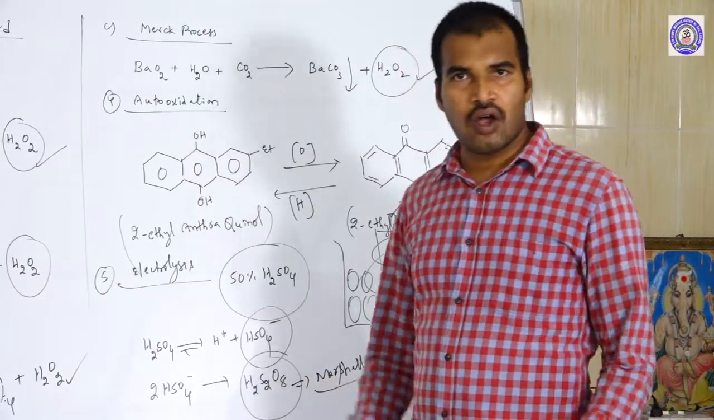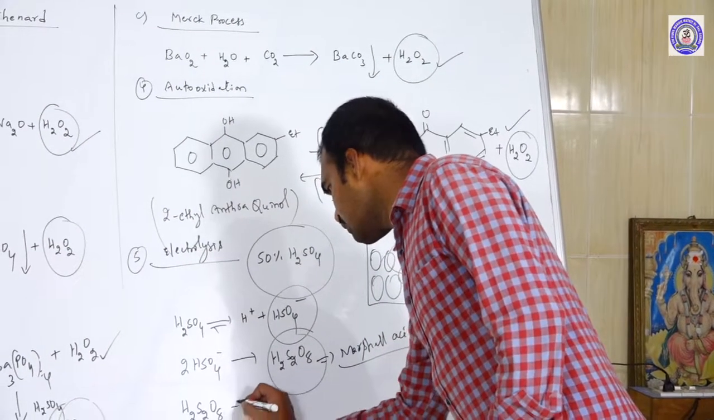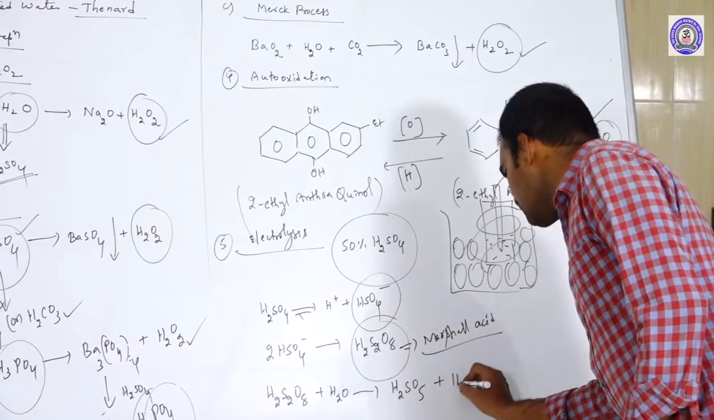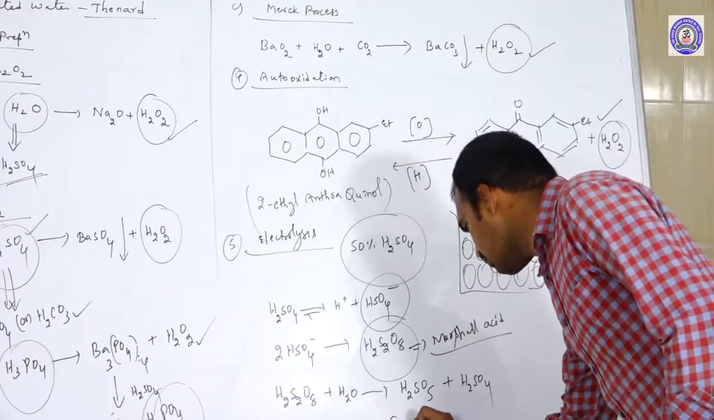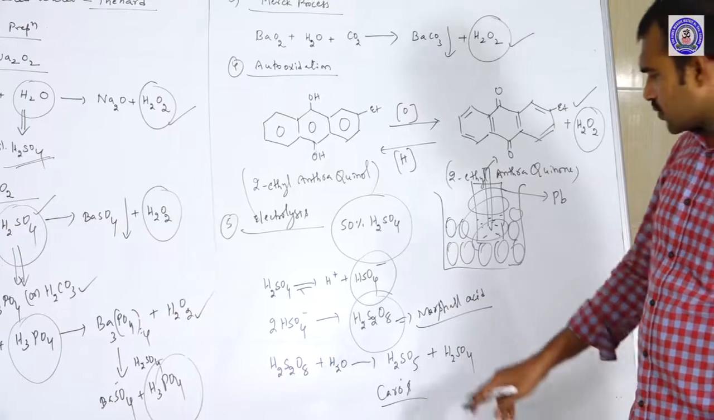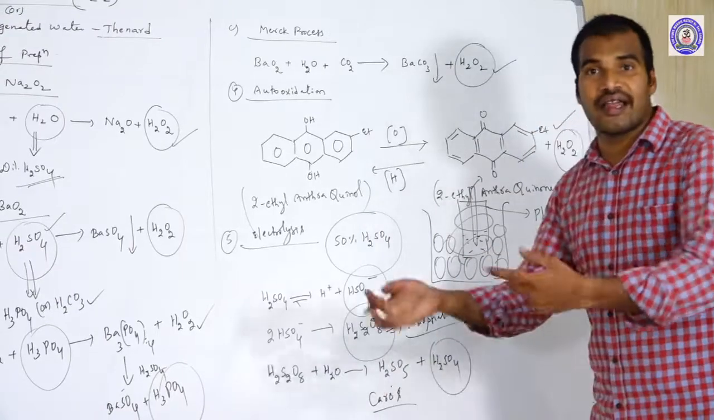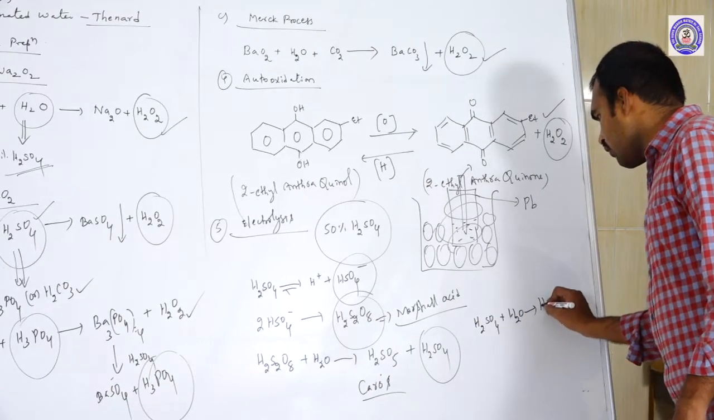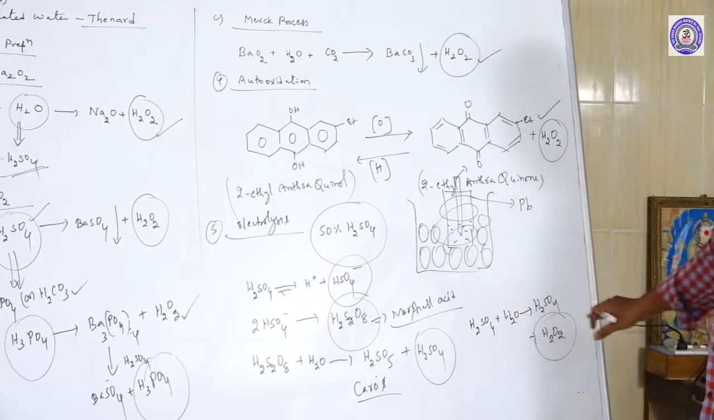When this Marshall acid, H2S2O8, is hydrolyzed, we get H2SO5 plus H2SO4. H2SO5 is called Caro's acid, also called peroxysulfuric acid, and H2SO4 comes out as well. When Caro's acid undergoes further hydrolysis, we get H2SO4 plus 1 mole of H2O2. So finally we got H2O2.